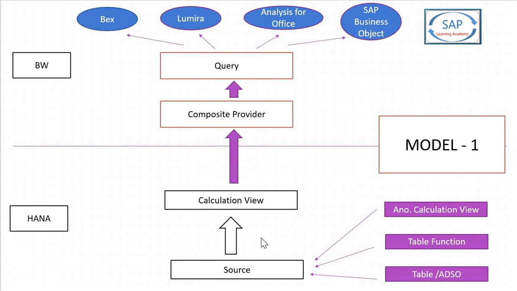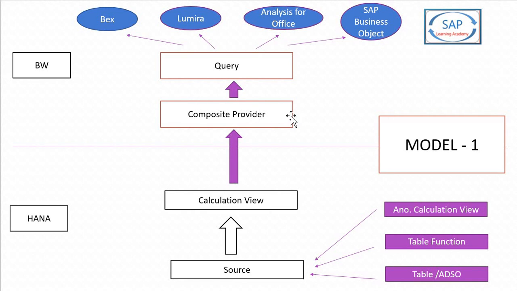And once this below part, the HANA part, is ready, you have to consume that view into the BW part. How can you do that? Composite provider is the object which can consume your view. As you know, composite provider is the replacement of the multi-provider and InfoSet. If you want to develop a more complex scenario, you can use some more ADSOs and other calculation views, and consume them into the composite provider.